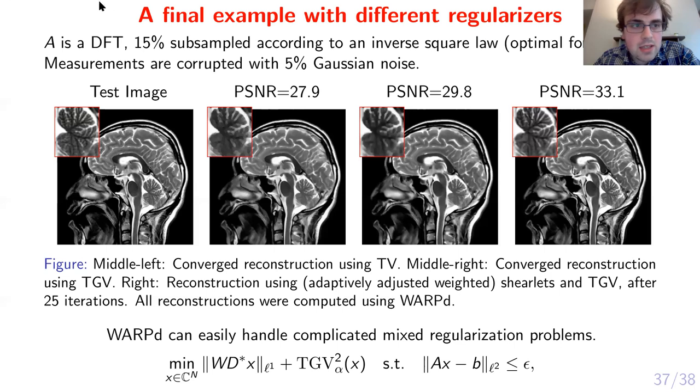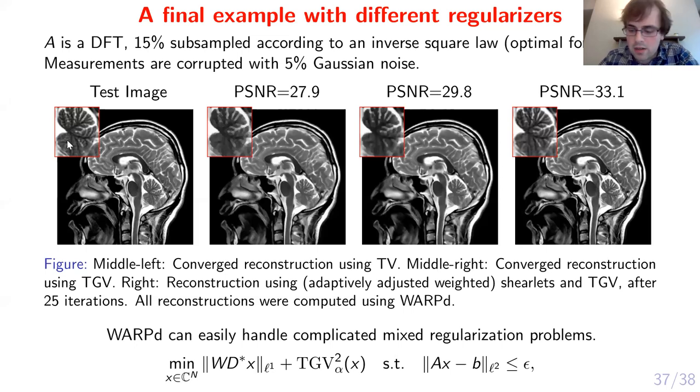So here I'm going to take a DFT, a discrete Fourier transform, 15% subsampled, and I'm going to corrupt the measurements with 5% Gaussian noise. So this is the test image of a brain. I've got a zoomed in section here.